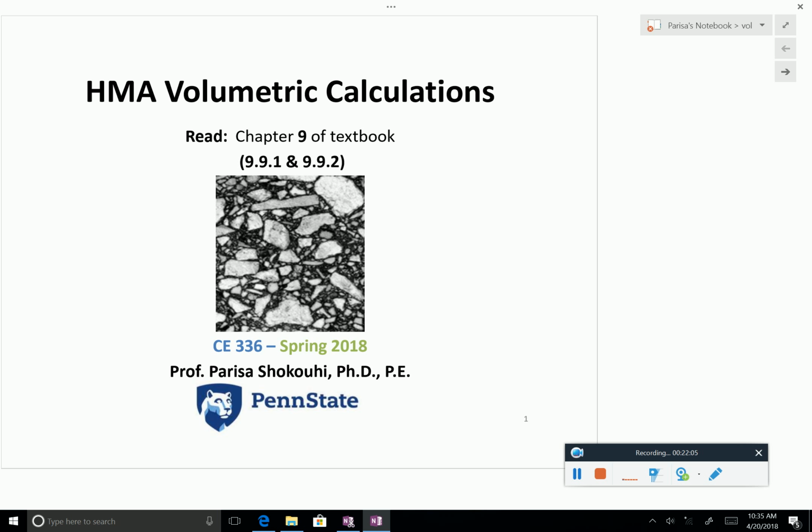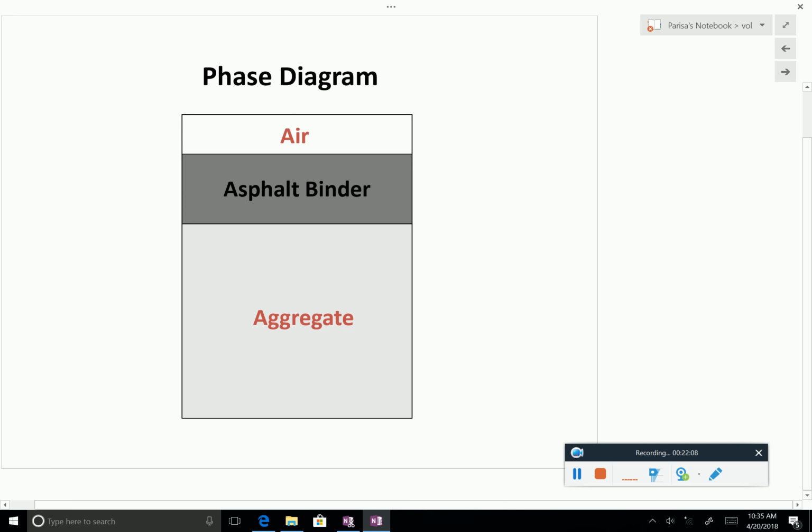So this is volumetric calculations. That means that we need to look to see what phases are in the material, similar to concrete a little bit. And we need to be able to calculate mass and volume. And we need to learn about the specific gravities, which always relate mass to volume. So we have these 3 phases in asphalt: air, asphalt binder, and aggregates. Everyone has this written down?